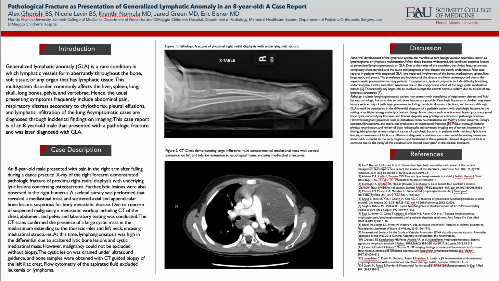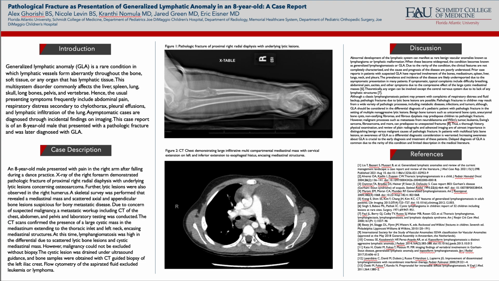This case report is of an 8-year-old that presented with a pathological fracture and later was diagnosed with GLA. An 8-year-old male presented with pain in the right arm after falling during a dance practice. X-ray of the right forearm demonstrated pathologic fracture of proximal right radial diaphysis with underlying lytic lesions concerning for osteosarcoma. Further lytic lesions were also observed in the right humerus.